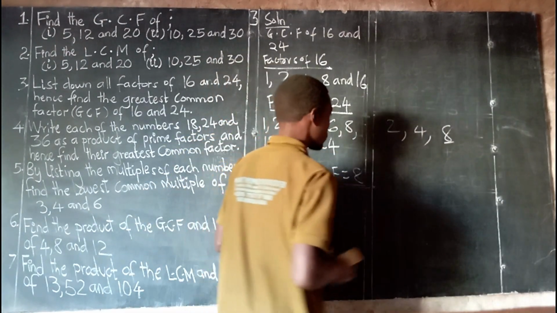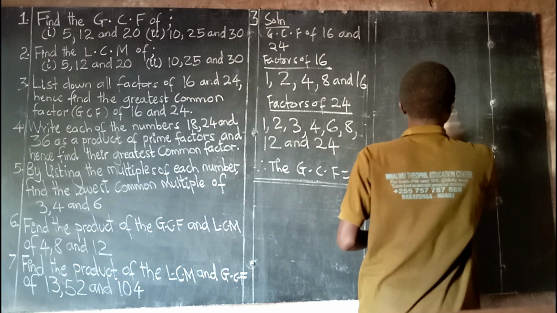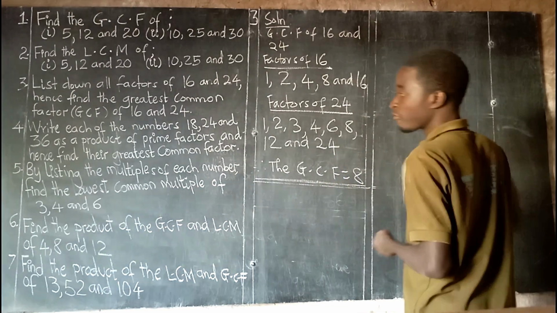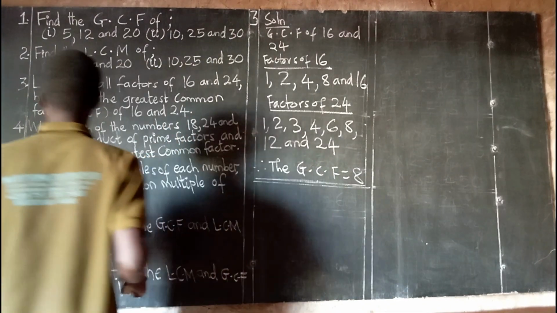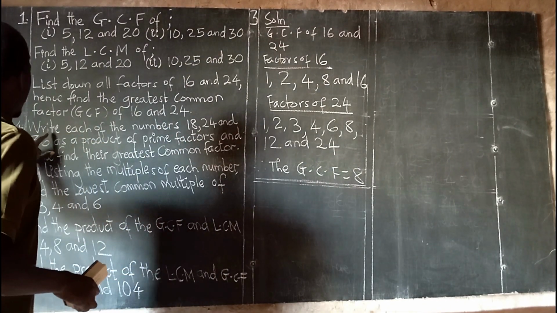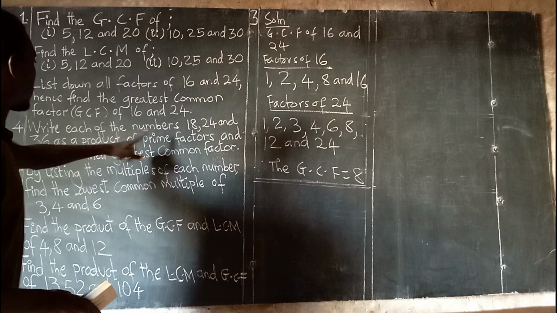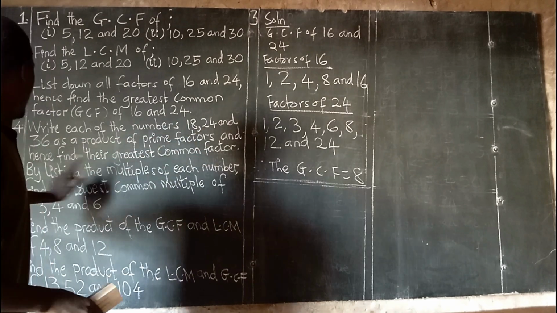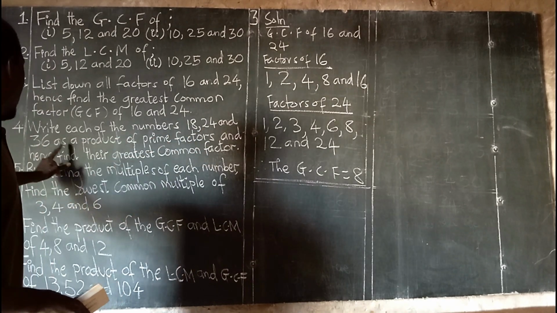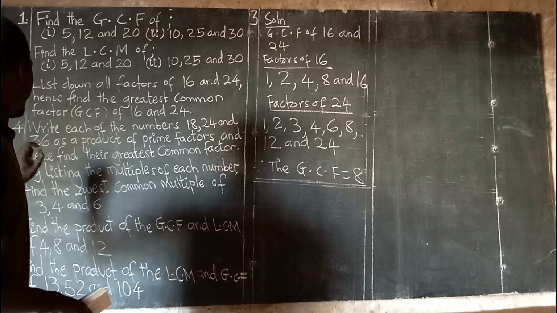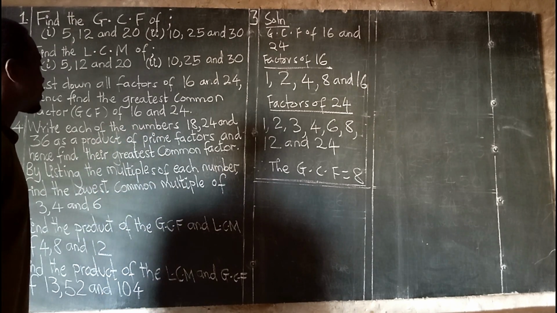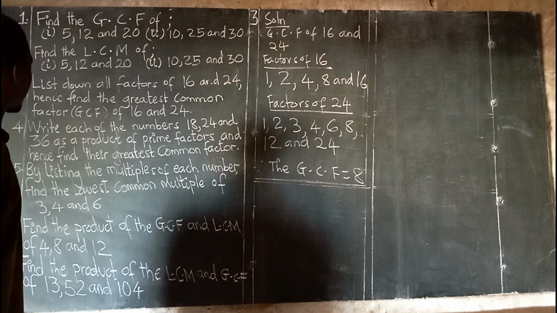Now we are through with our third question. Let us go to the fourth question. We are asked to write each of the numbers 18, 24, and 36 as a product of prime factors, and hence find the greatest common factor.